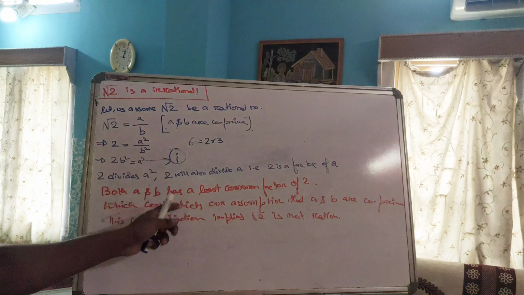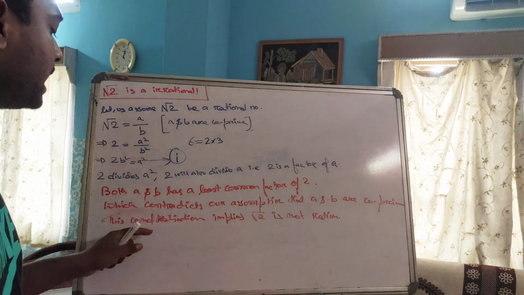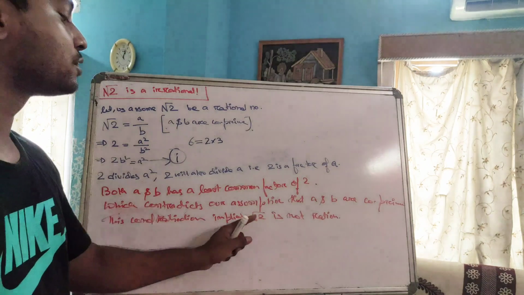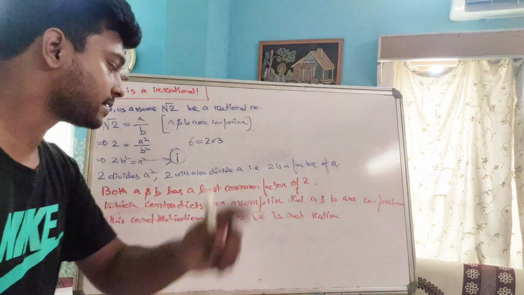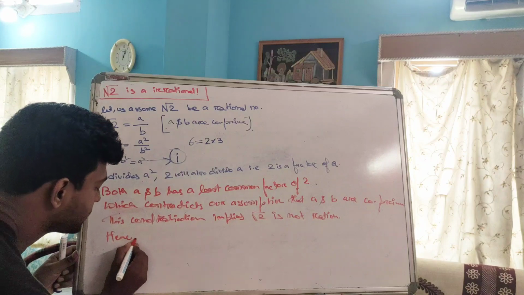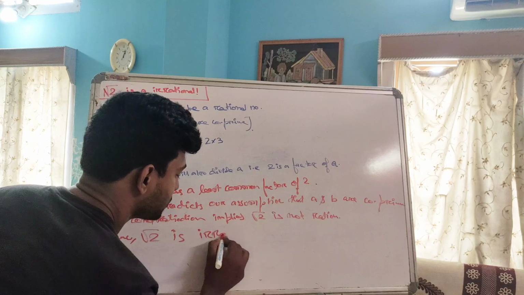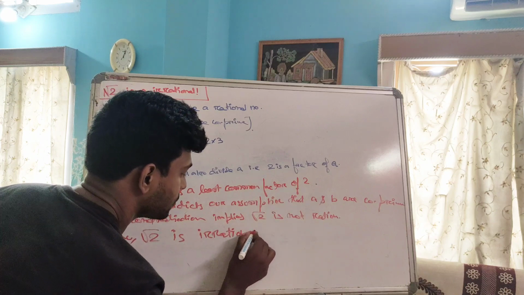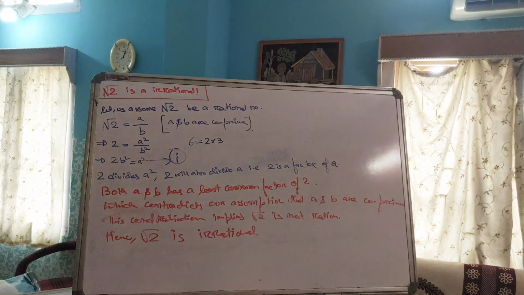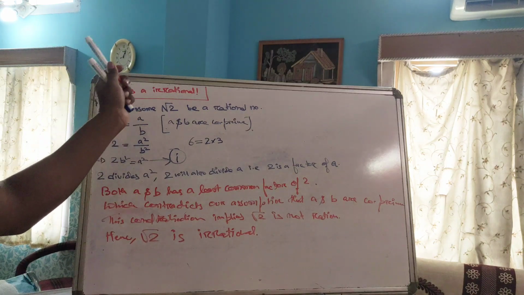Why has this contradiction arisen? Because we have wrongly assumed that the square root of 2 is rational. So this means that we can say, hence, the square root of 2 is irrational. So this was the proof that the square root of 2 is irrational.